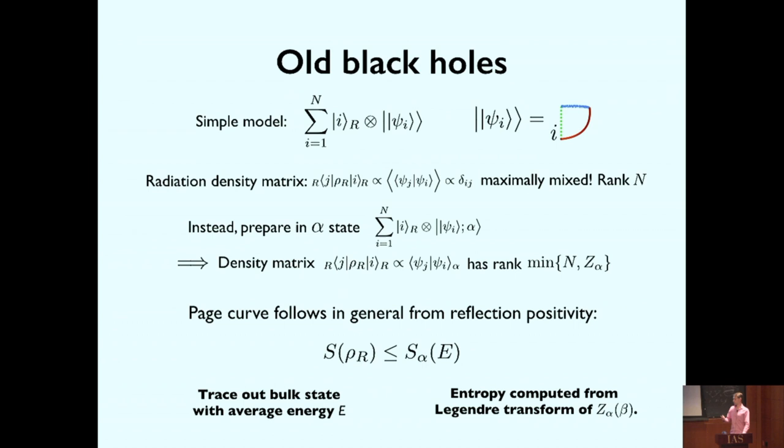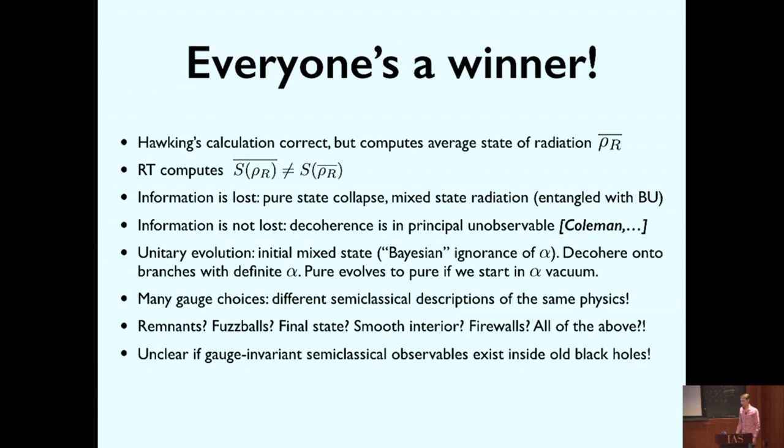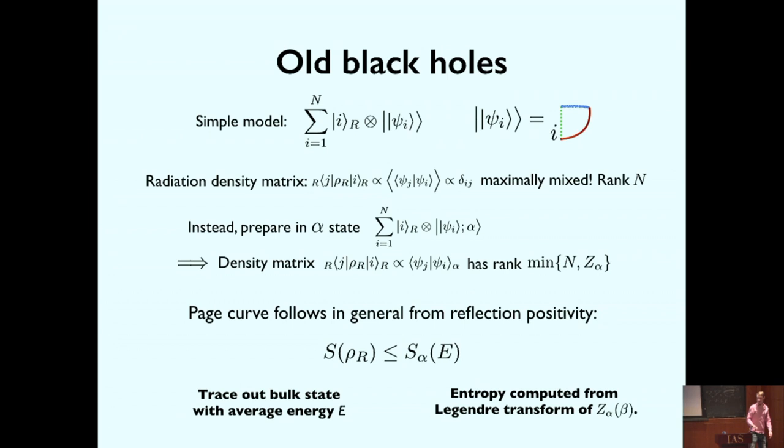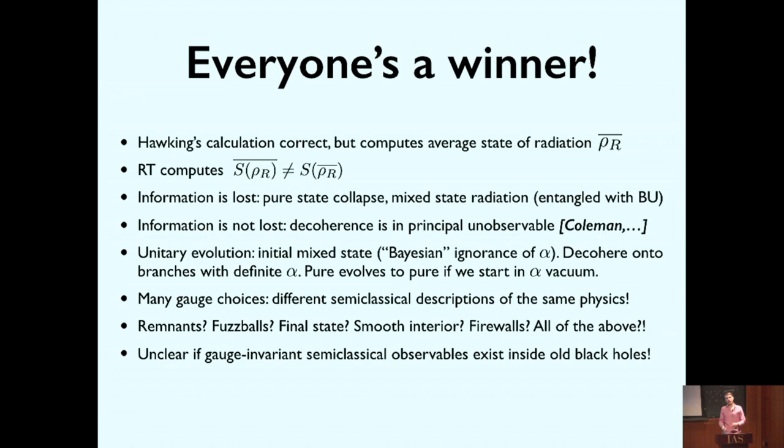Okay, so how do we interpret this now for the black hole information problem? So Hawking's calculation was absolutely correct. What he was doing was computing the entropy of this state rho r, which was basically a thermal density matrix. But from the ensemble point of view, this is like an average of all possible density matrices. And the entropy of the average state is not the same thing as the average of the entropies. So the Ryu-Takayanagi formula computes the average of the entropies. Hawking's calculation looks like it gets information loss because the final state of the radiation is entangled with all the baby universes.